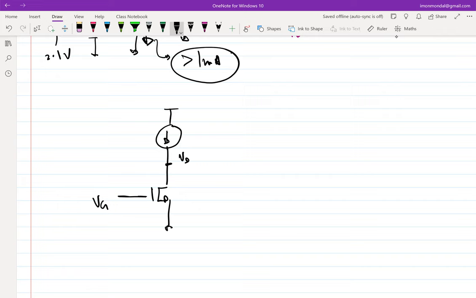What is the conclusion that we drew? If VD is increasing, I have to increase VG, right? If VD is increasing, the transistor is weaker, I have to make it stronger. I can make it stronger by increasing VG. If VD is decreasing, the transistor is stronger than necessary. I have to make it weaker. I can make it weaker by reducing VG. So what is the simplest thing that you can think of?